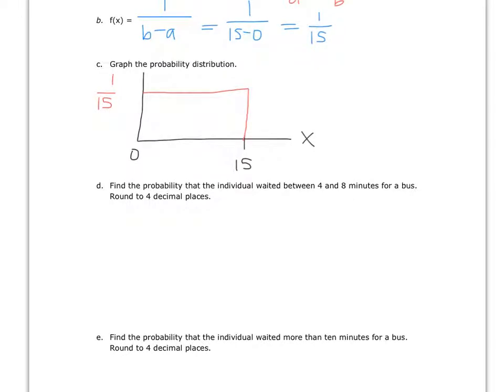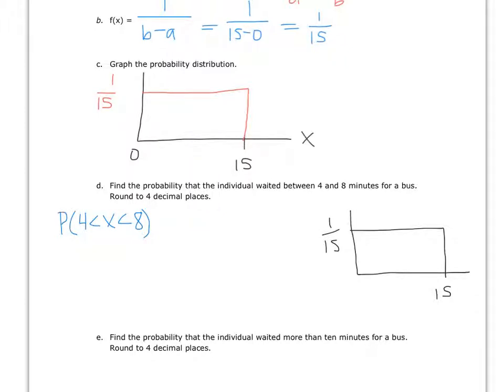All right, so now let's find the probability that an individual waited between 4 and 8 minutes. If we write that in probability notation, we're looking at the probability that 4 is less than x is less than 8. And if we want to draw a picture, which can be really helpful to visualize this, we are going from 0 to 15. This is 1/15. We want to go from 4 to 8. So just a little sketch here. We're looking for this shaded area.